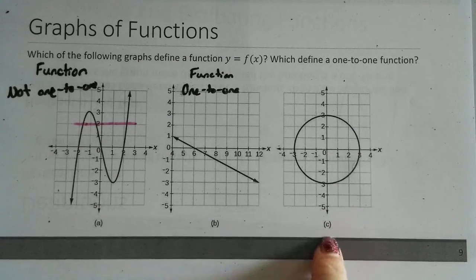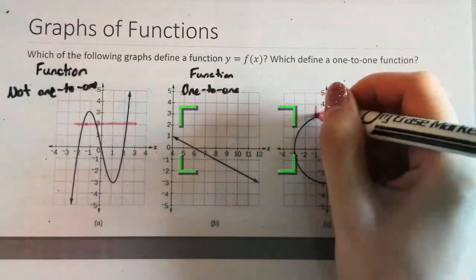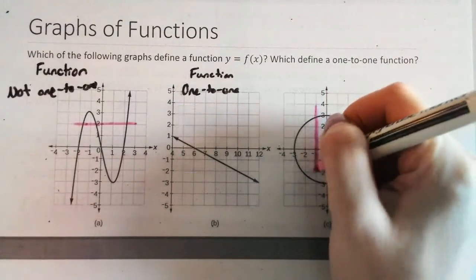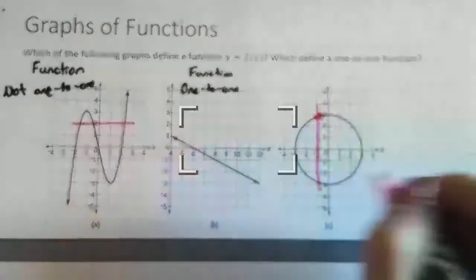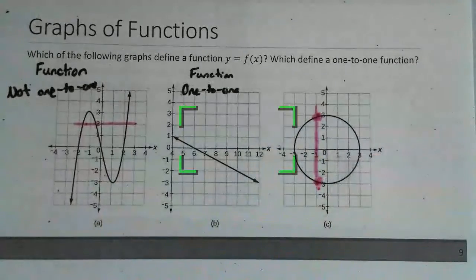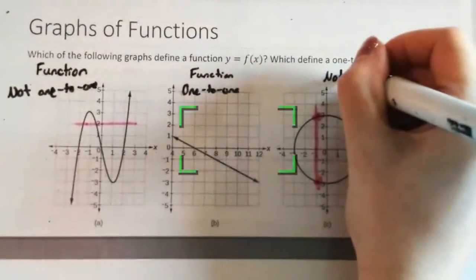Finally, we have graph C, which is a circle. First, we want to check if this is a function. Does each x value have only one y value? And that's a big old no. For example, if we look at, say, here, -1. The x value, -1, has 2 different outputs. That means it is not a function.